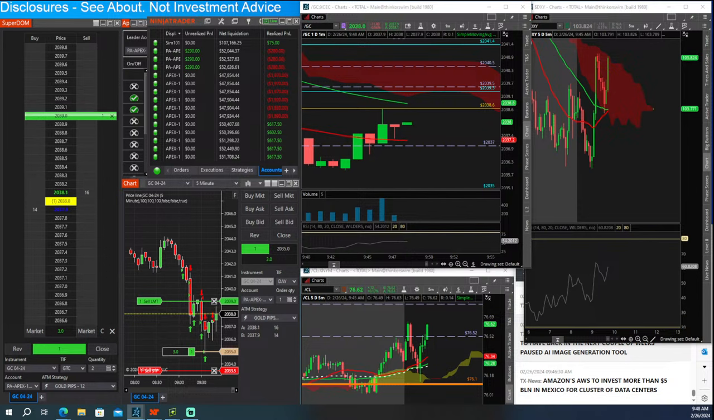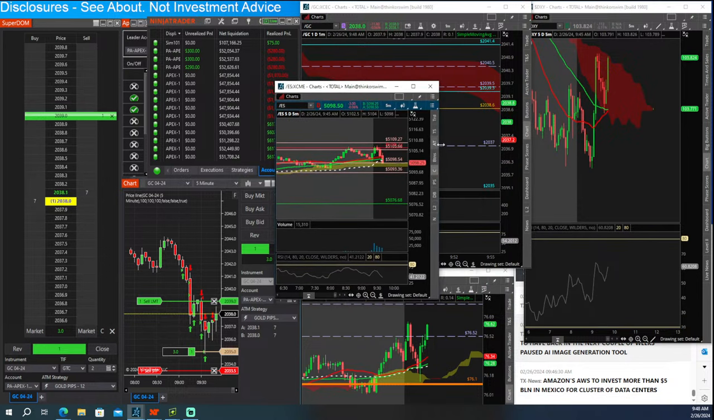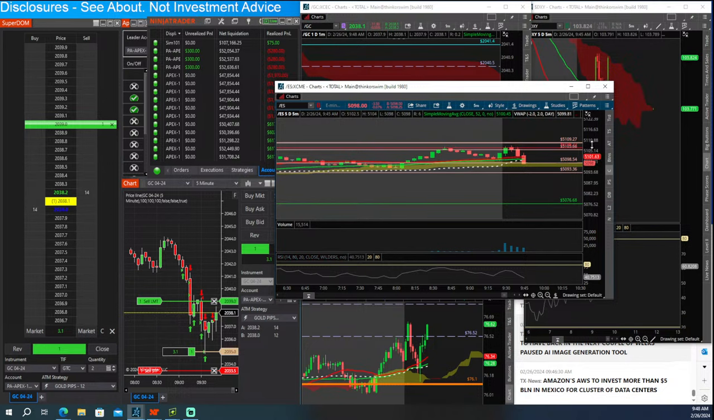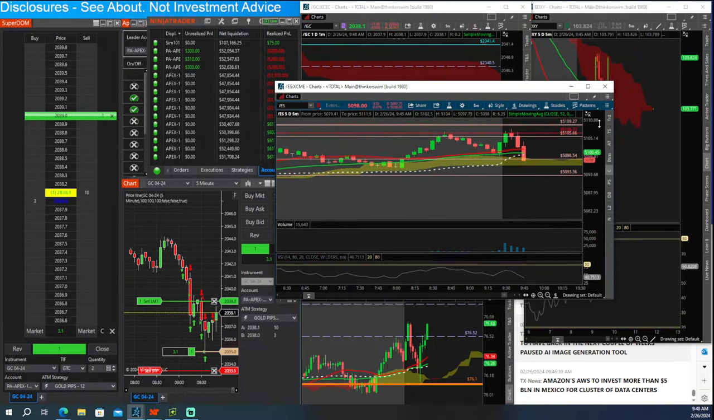The rest of us just on fire. Here's the ES minis. Looks like we got some selling off right here. If this drops below 593, we can really drop.